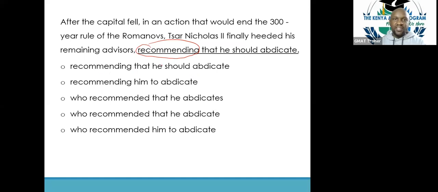So A says recommending that he should abdicate. In most cases, the verbs in the subjunctive form take the simple present tense, if of course the action is in the present tense. In this case, of course, the main action is taking place in the past, but the main verb is in the present continuous tense. So that's the incorrect form of that verb. The verb should be in the simple present tense.